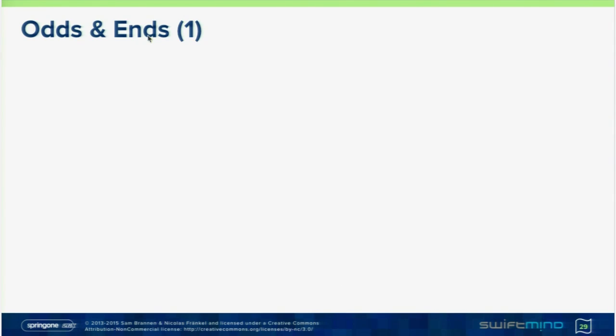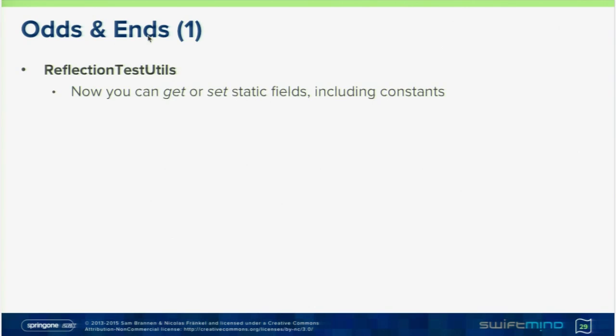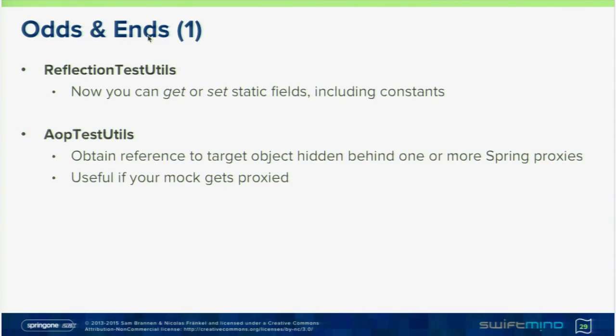Some odds and ends, some smaller features. So reflection test utils has been augmented. You can now get or set static fields, including constants. AOP test utils. This is something that not a lot of people run into, but occasionally can come up.